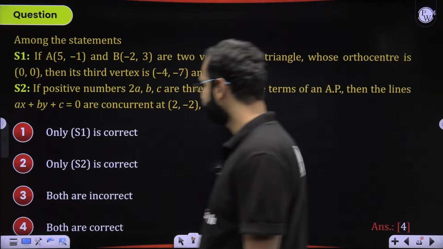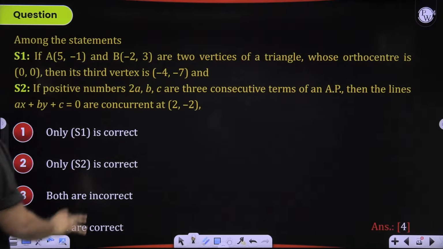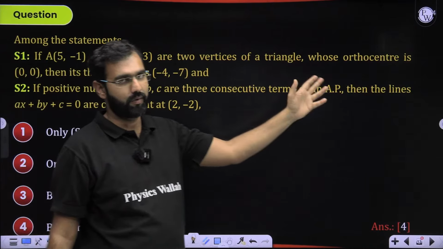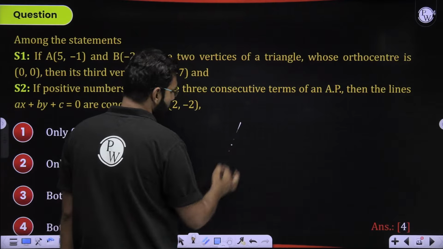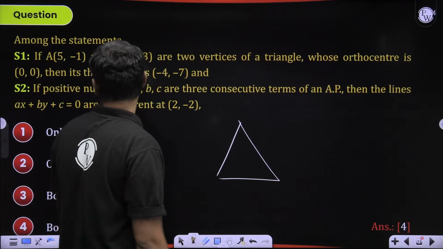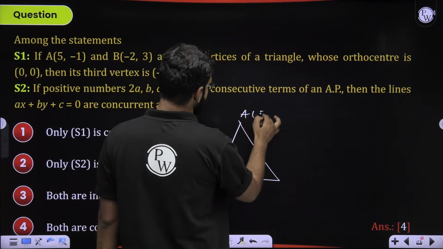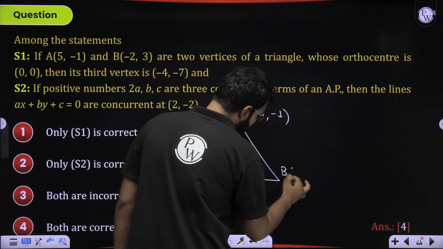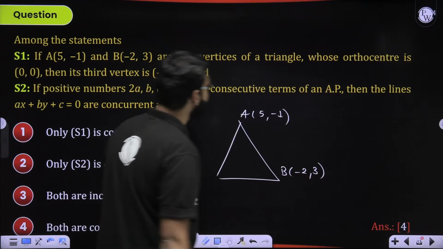From here, let's solve the next question. What does it say? If A is (5, minus 1) and B is (minus 2, 3) are two vertices of a triangle. Okay, so they are given as two vertices of a triangle, where A is given as (5, minus 1) and B is given as (minus 2, 3). Everybody listening and understanding?